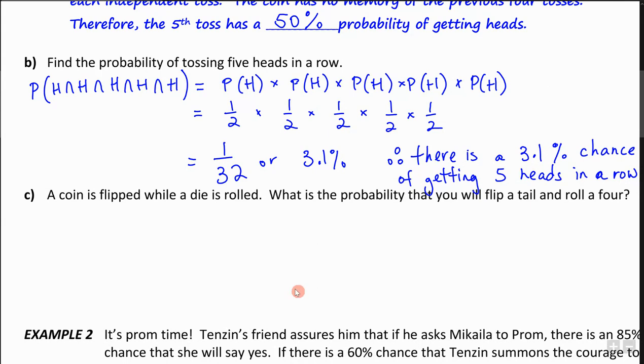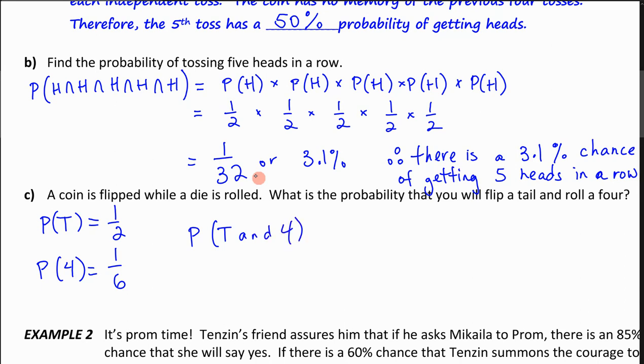A coin is flipped and a die is rolled. What is the probability that you will flip a tail and roll a 4? So what's the probability of flipping a tail? P of the event T is equal to 1/2, T for tails. The probability of rolling a 4 is 1 out of 6. So the probability of flipping a tails and rolling a 4 is equal to the probability of flipping a tails times the probability of rolling a 4, which is 1/2 times 1/6, and that's 1/12. Okay.